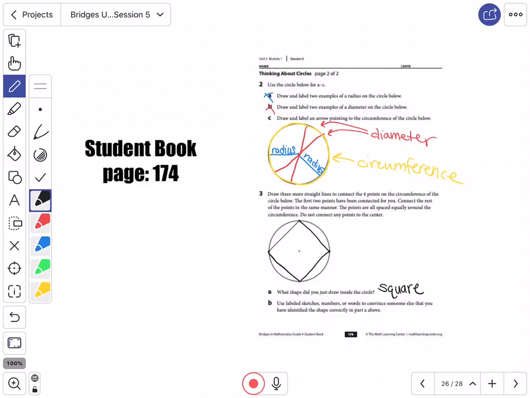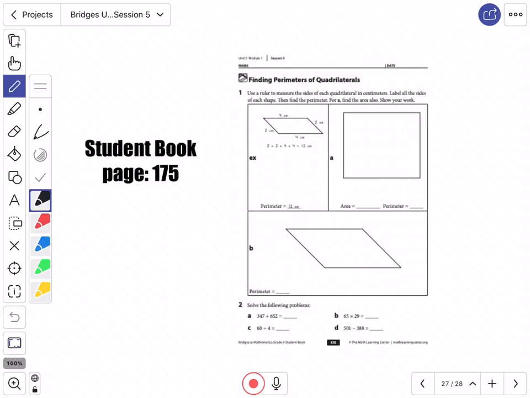Now I'm going to look at A. What shape did you just draw inside the circle? Well, I just drew a square. Okay. Use labeled sketches, numbers, or words to convince someone else that you have identified the shape correctly. Well, I know that this is a square because it has 4 angles. It has 4 equal sides. And all the angles are 90-degree angles. Okay, so that's how I know that it's a square, okay?